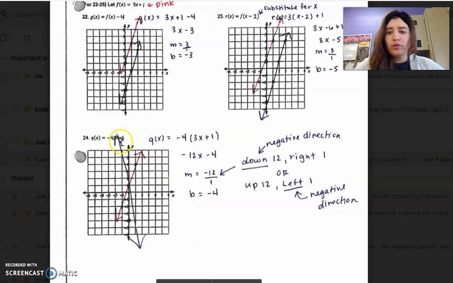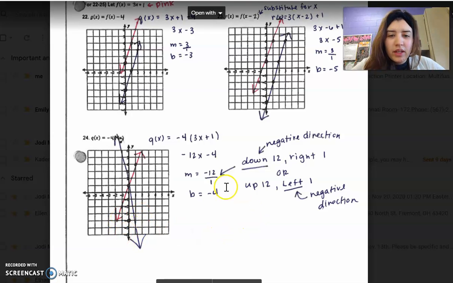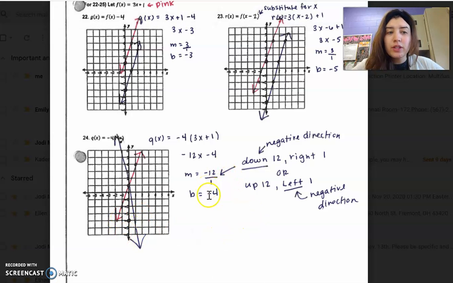Okay, 24, we have a -4 on the outside of our function, so that's exactly what I did. I put it on the outside of the function, I multiplied and distributed. I found my slope, which is -12/1, and b, which is -4. So I plotted -4 down here, and then there's 2 ways you can do this. You can go down 12 and right 1 because it's a -12, or you can put the sign on the bottom and you can go up 12 and left 1.